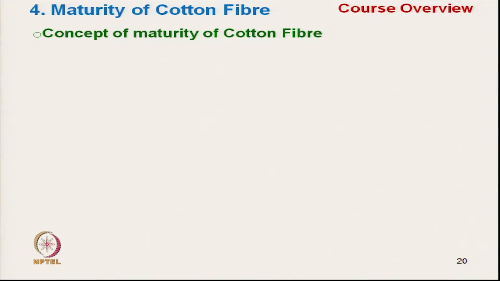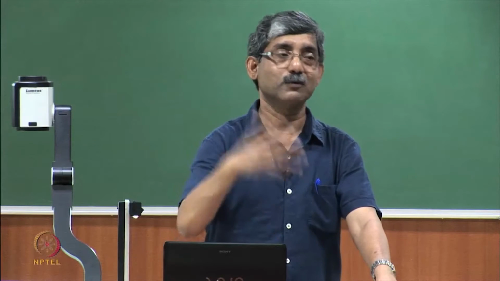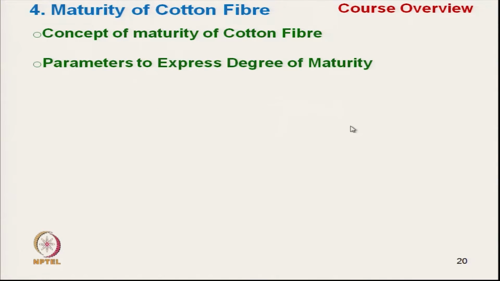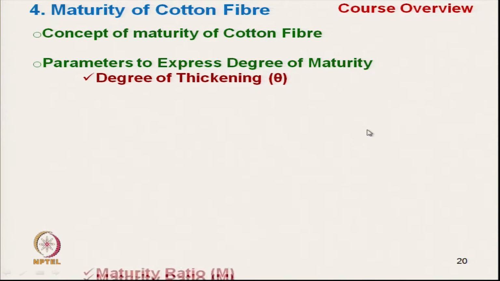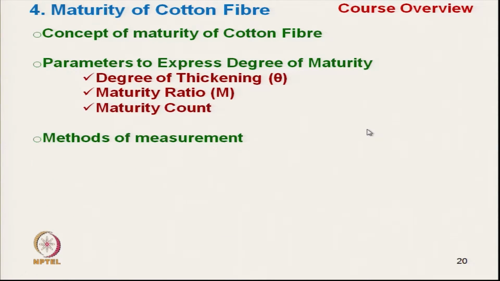So, the concept of maturity of cotton fiber. We have mentioned the maturity of cotton because we are not going to discuss maturity of other fibers, and for man-made fibers we definitely do not need maturity. There are various parameters to express the degree of maturity, which we will discuss to understand: degree of thickening, maturity ratio, maturity count. These are the expressions of maturity.